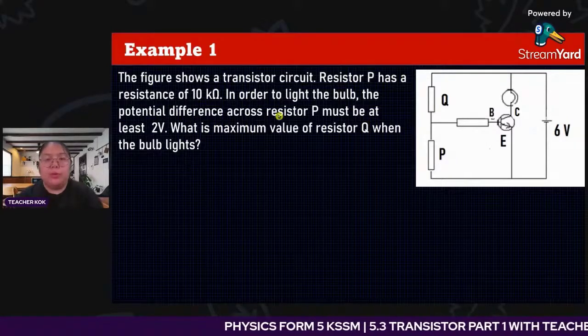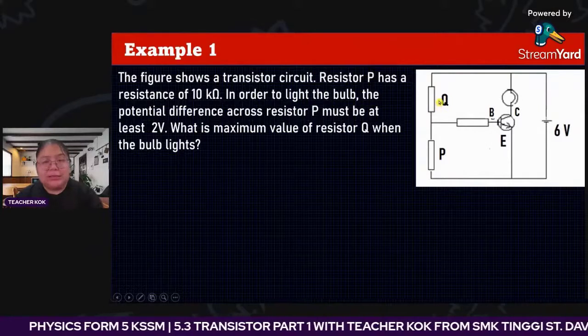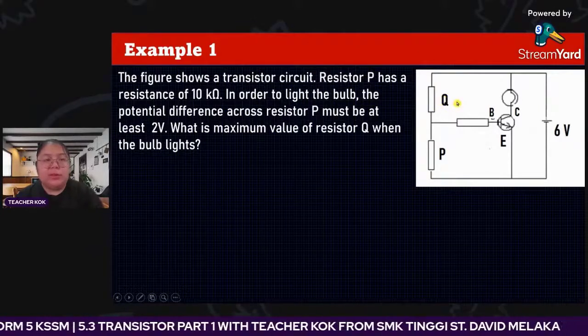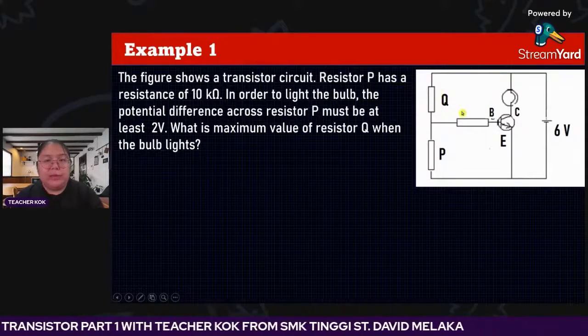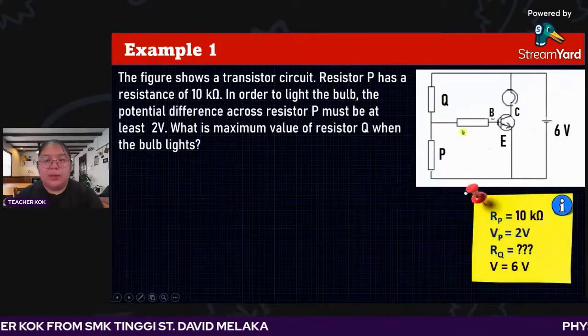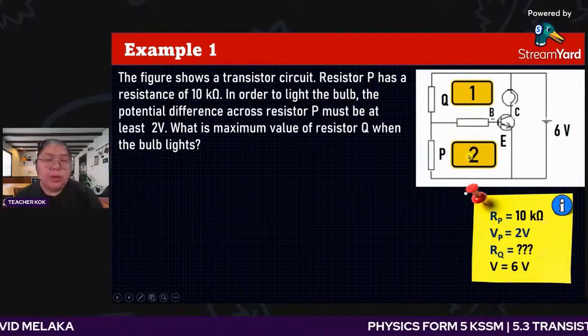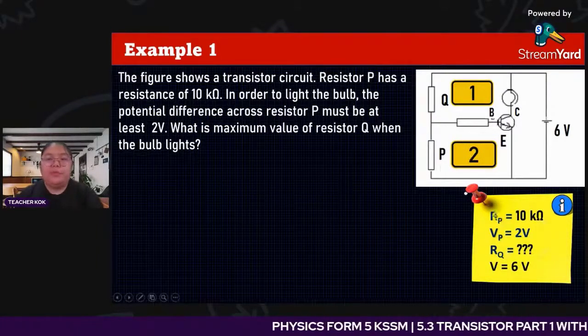But the problem wants to find the resistance of resistor Q. They want to find this resistance. So from here we label this one as 1, this one as 2. Then I write the information.